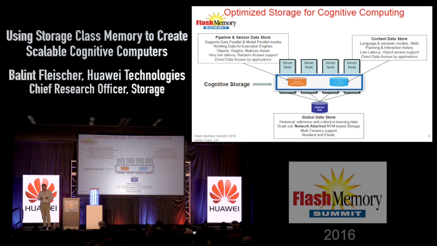So moving deeper into the storage space. I'm showing three different data stores here because, for convenience, I omitted the global data store from the previous slide. So on the left, you have the pipeline and sensor data store. And one of the things, to go into more detail, is that it has to support two different modes: data parallel and model parallel modes. There are different scaling techniques people are using for building this kind of machines.